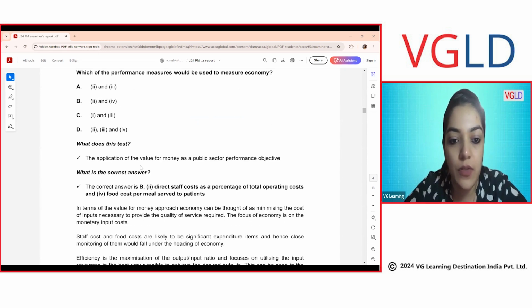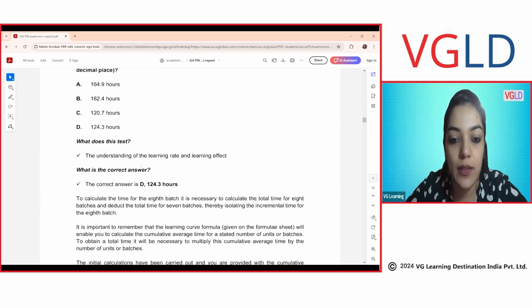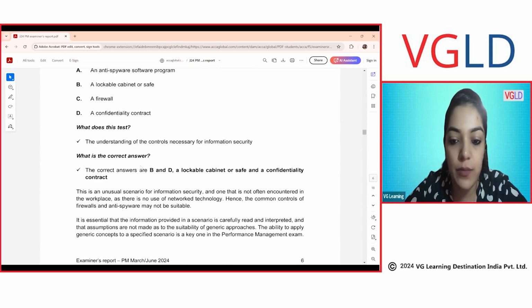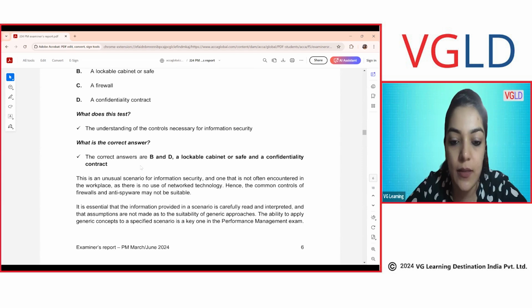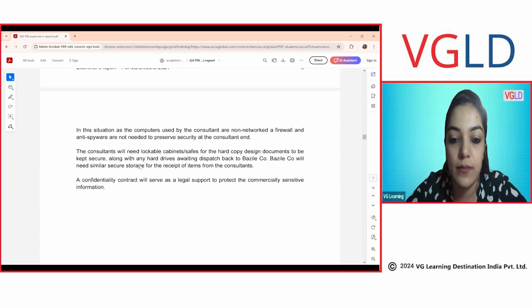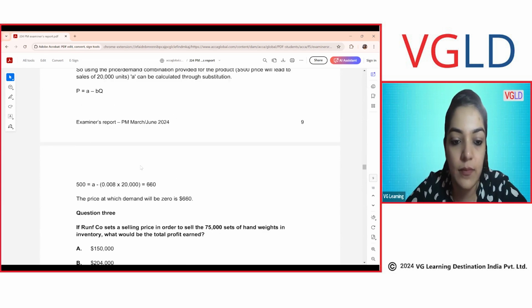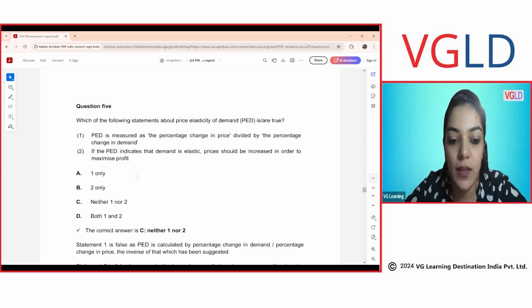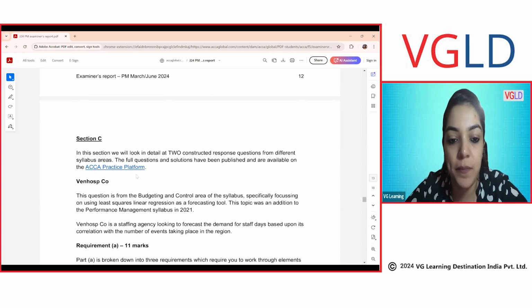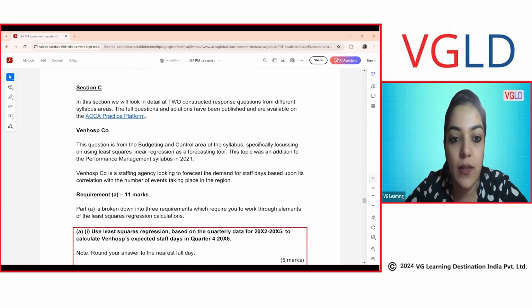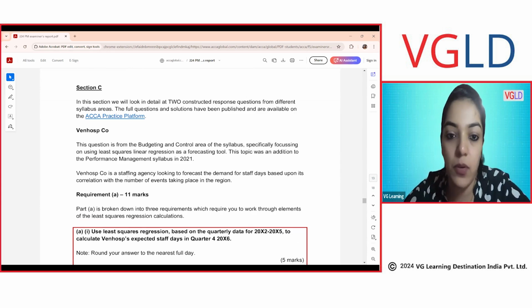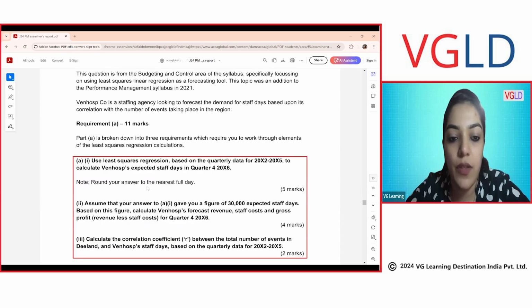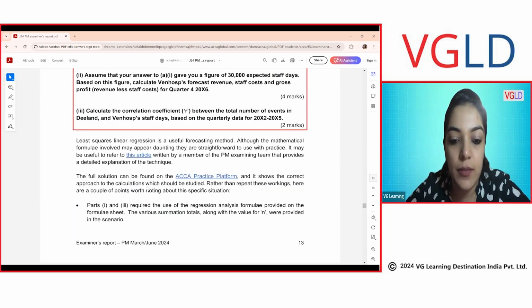Let me show you some type of feedback that they would have given, that a lot of students made these types of mistakes. For all the questions which came in the exam, you can see point by point, question by question, they are discussing what the answer should be. The full questions and solutions have been published and are available, as I showed you that day.